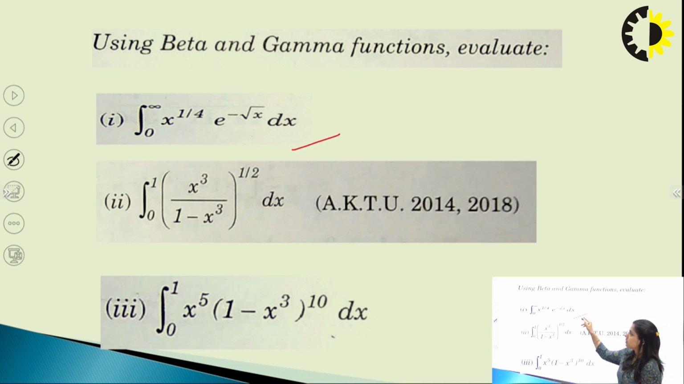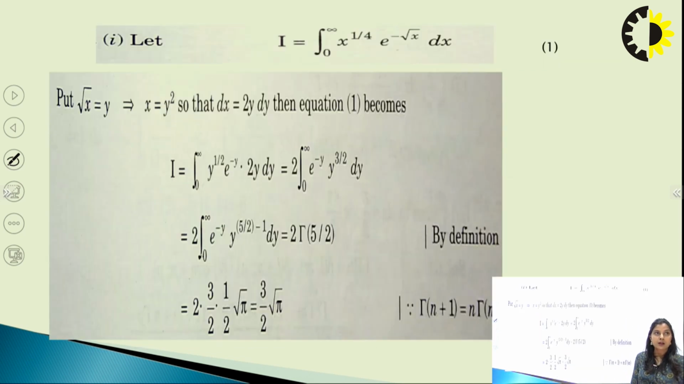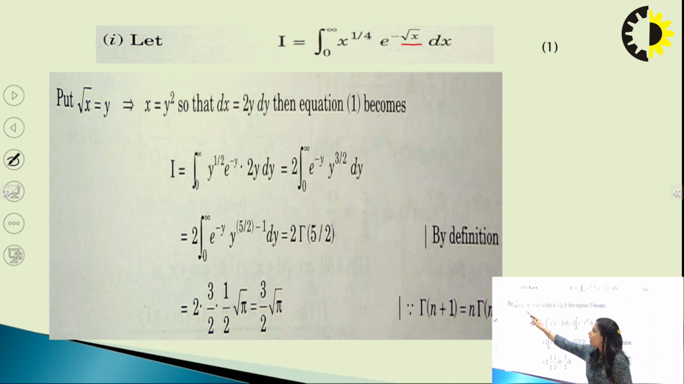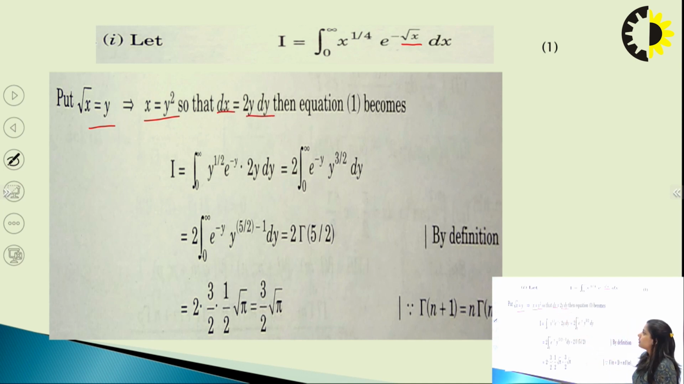First example is integration 0 to infinity x power 1 by 4 e power minus under root x dx. So now we will evaluate this integration by putting under root x equal to y. So x is equal to y square, by differentiation dx is equal to 2y dy. Now we will put the value of x, the value of under root x, and the value of dx in equation 1. Then the integration is equal to integration 0 to infinity y power 1 by 2 e power minus y into 2y dy.